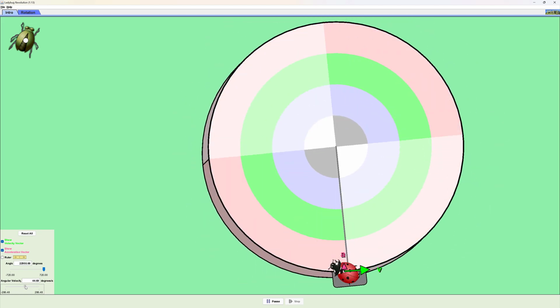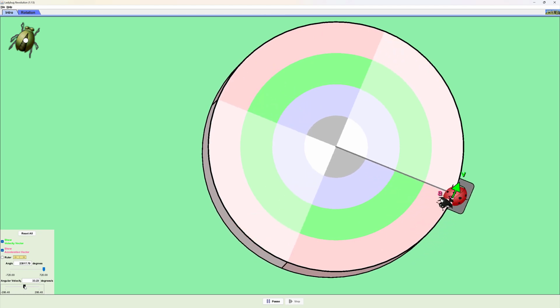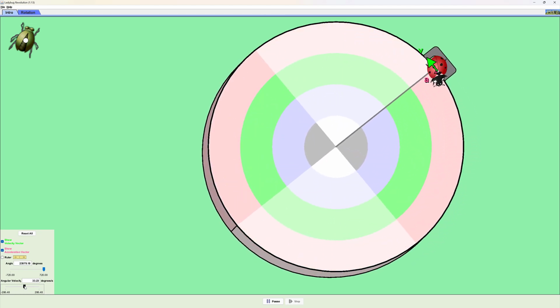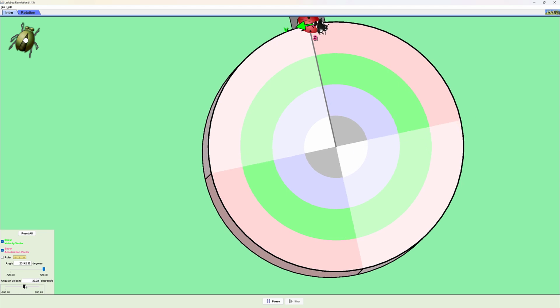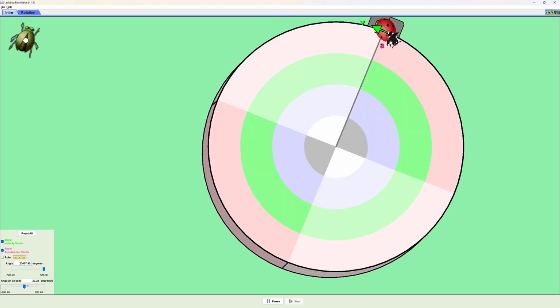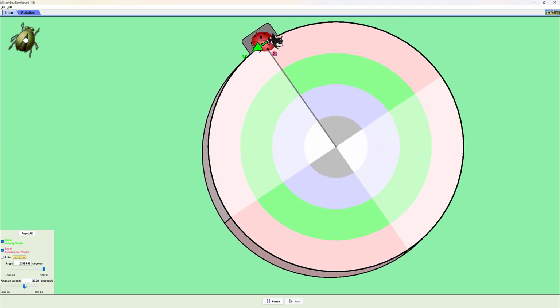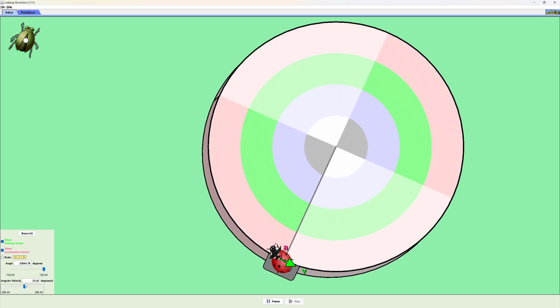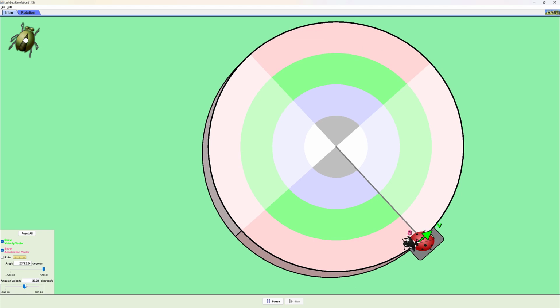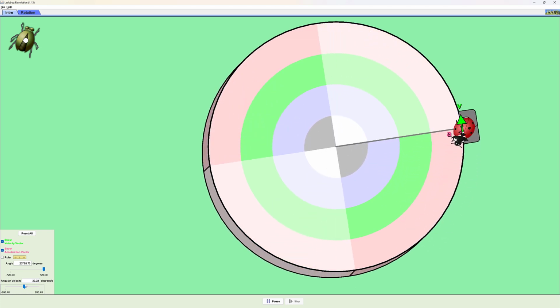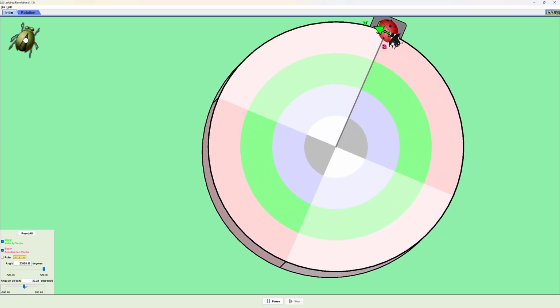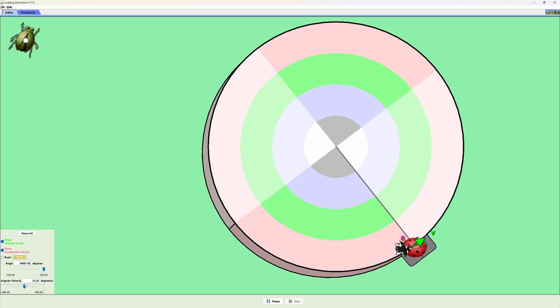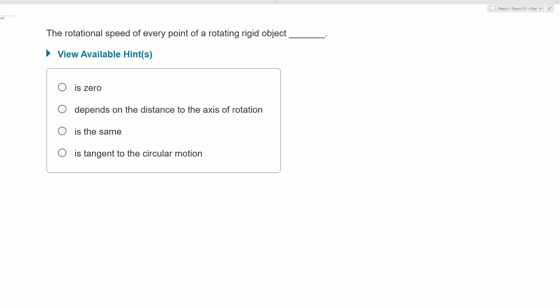If I slow things down, the tangential velocity vector, the green vector, is much smaller, and so is the red centripetal acceleration vector. This ladybug is never moving toward or away from the center. So in terms of its velocity towards or away from the center, there is none. The velocity of this ladybug is always in the direction indicated by this green arrow, which one more time we call the tangential velocity vector.